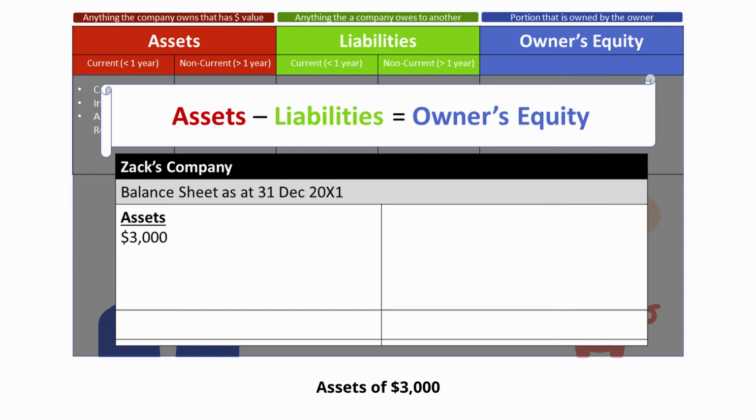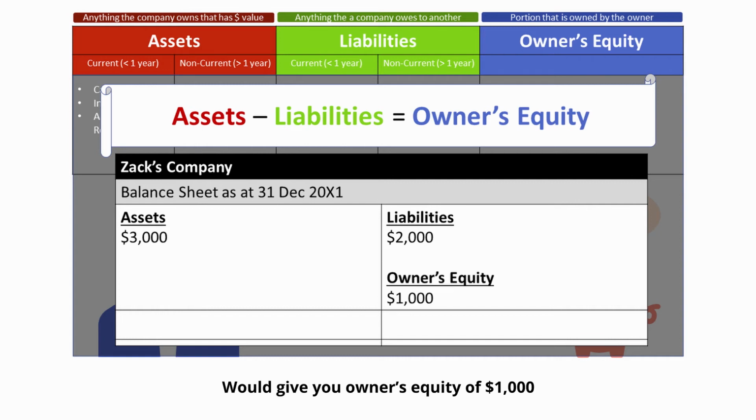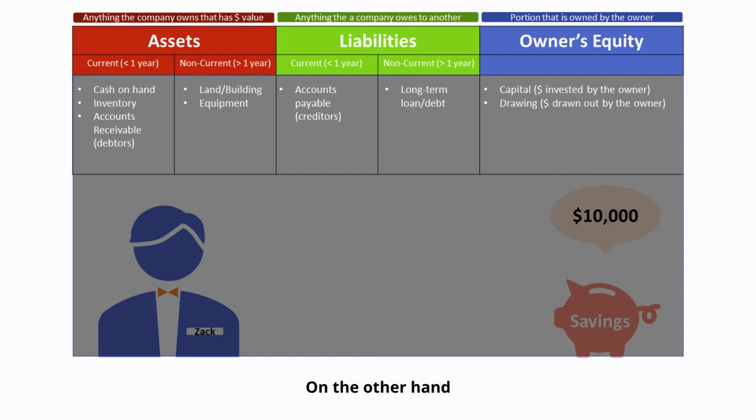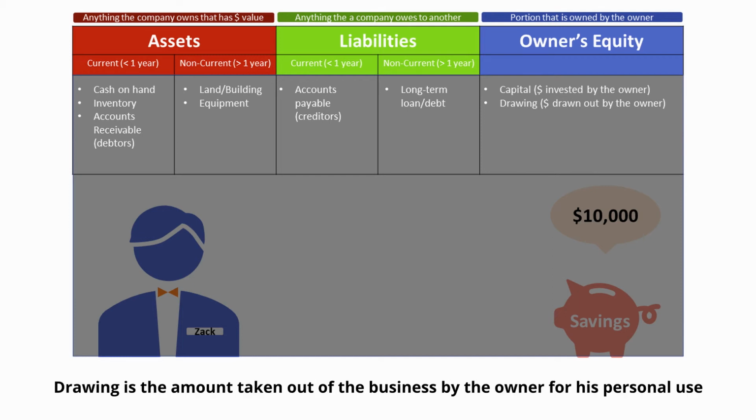Assets of $3,000 minus liabilities of $2,000 would give you owner's equity of $1,000. And the total of both sides should always balance out. And this is why it is named the balance sheet. Some examples of what would fall under owner's equity would be capital, which is the amount invested by the owner into the business. On the other hand, drawings is the amount taken out of the business by the owner for his personal use.